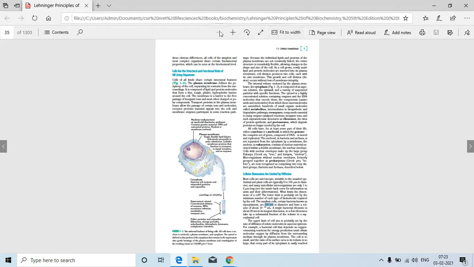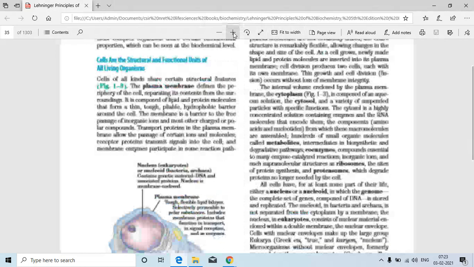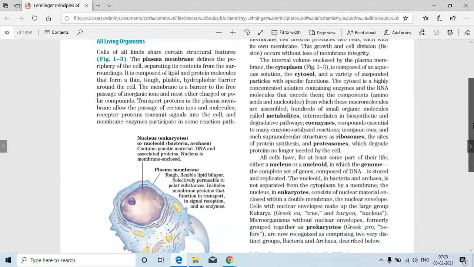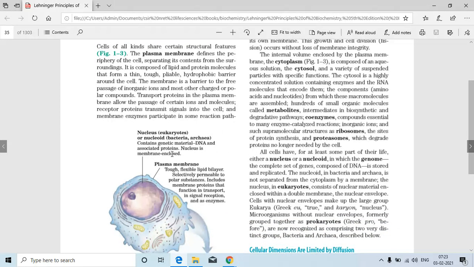So here they have described the cells. Cells are the structural and functional units of all living organisms. So we can see that every living organism consists of cells, and this cell is the structural and functional unit of life. So how is it the structural and functional unit of life? Every cell consists of several organelles which are present inside the cell.